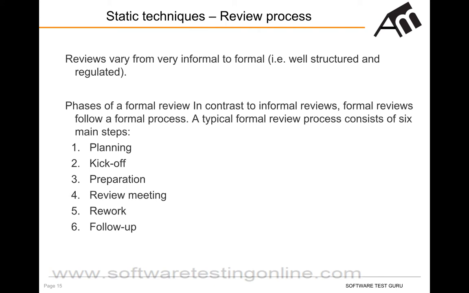In contrast to the informal review, the typical formal review process consists of 6 main steps. First is planning. In this stage, a review request is made by an author to a moderator. I will explain about author and moderator in the coming slides, that is, the roles and responsibilities of an author and moderator. Next is kickoff. In this stage, a brief introduction about the goal and objective of the review meeting or document is given to everyone at the meeting.